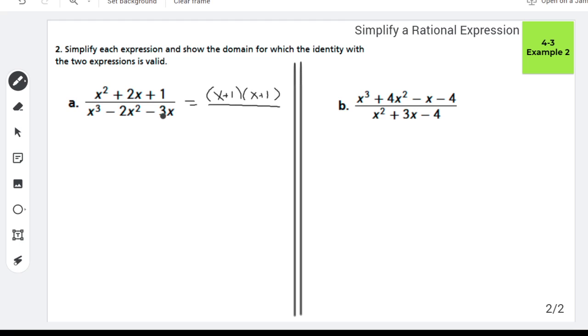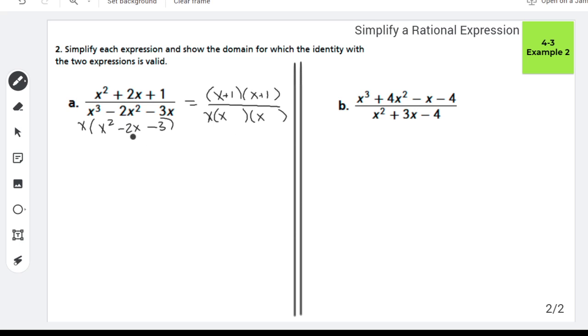Now down here, I notice I have an x in everything, so I'm actually going to factor an x out. And so when I do that, it just drops the powers here. So this turns into x squared minus 2x minus 3. And then I'm just going to double bubble it.